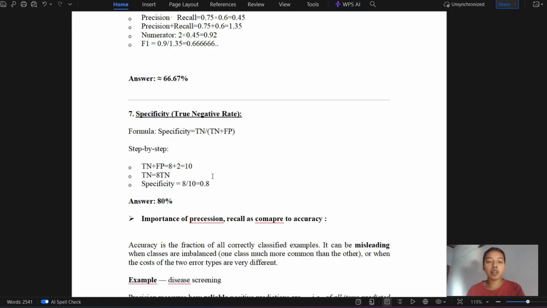Specificity equals TN divided by TN plus FP. TN plus FP equals 8 plus 2, that is 10. TN equals 8. Specificity is 8 by 10, that is 0.8, or 80%.